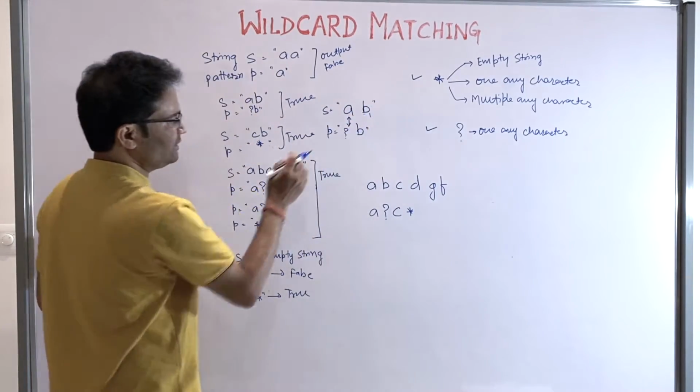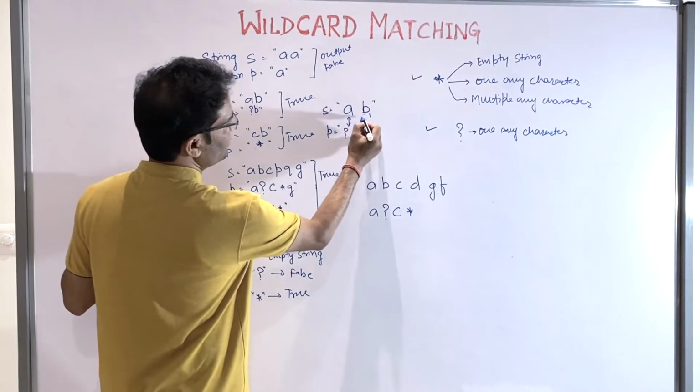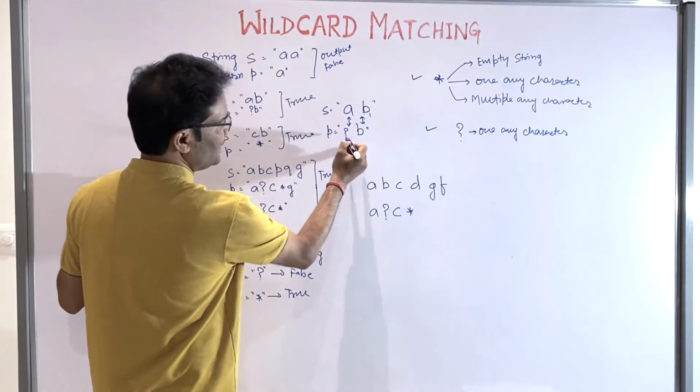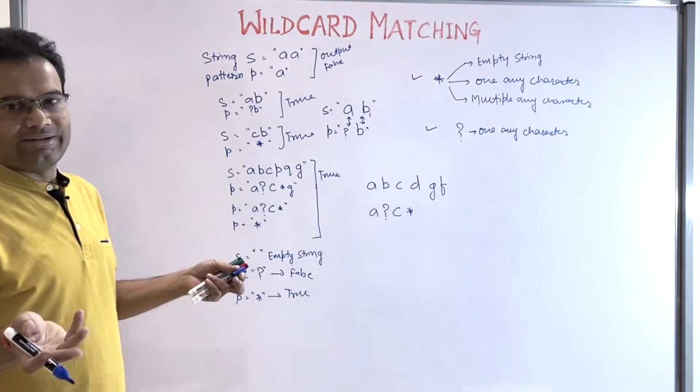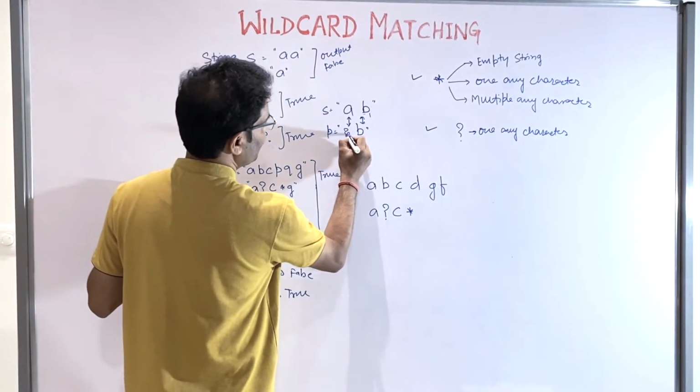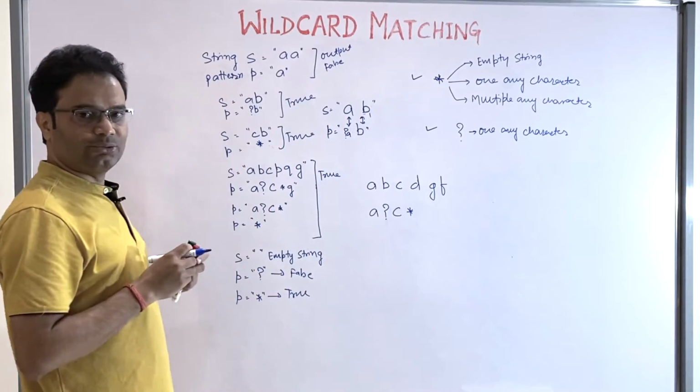So if this is the string and this is the pattern, of course B matches with B, and the question mark represents any character, right? So it can represent the character A also, and it will match. Your answer is true.